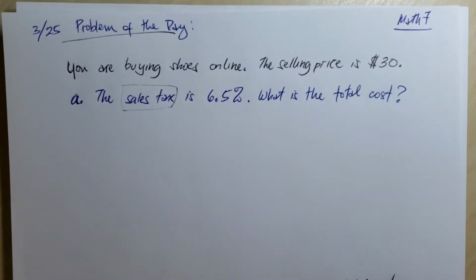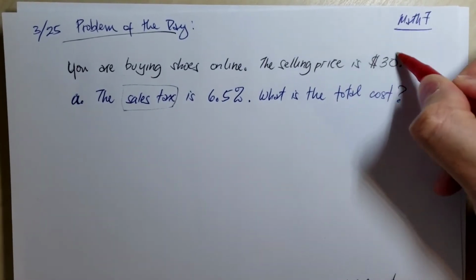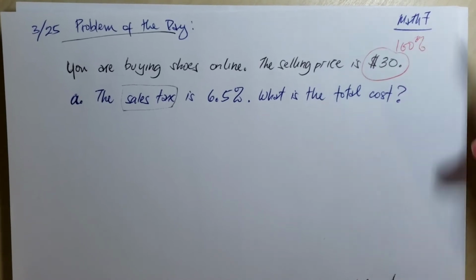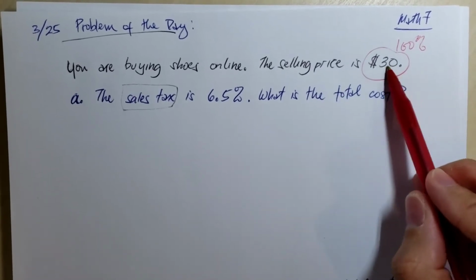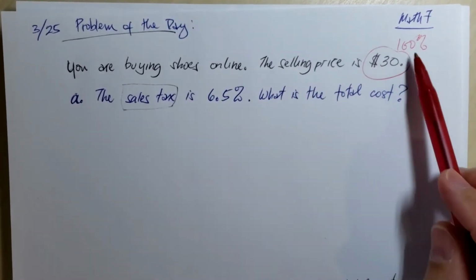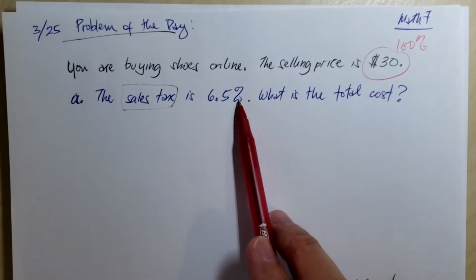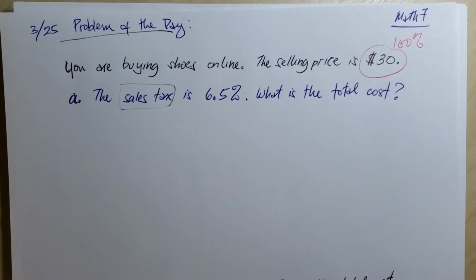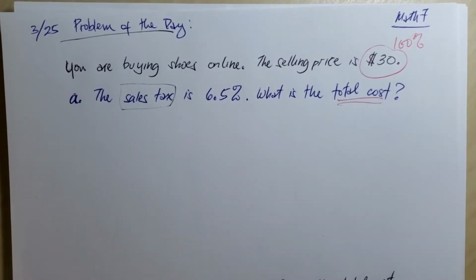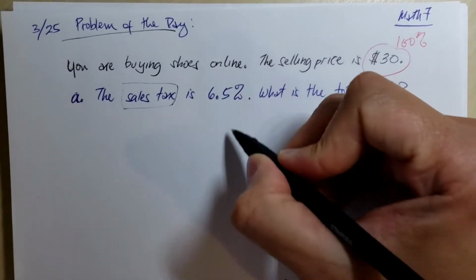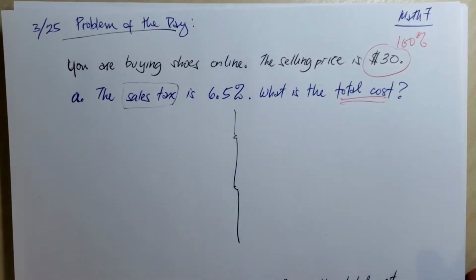Now this price is 100% full price, right? So this is the full price of the shoes. It's 100% of the price. Now the sales tax is 6.5% of the selling price. So the question is, what is the total cost? So there's two ways to do this, and I'm going to show you both ways.